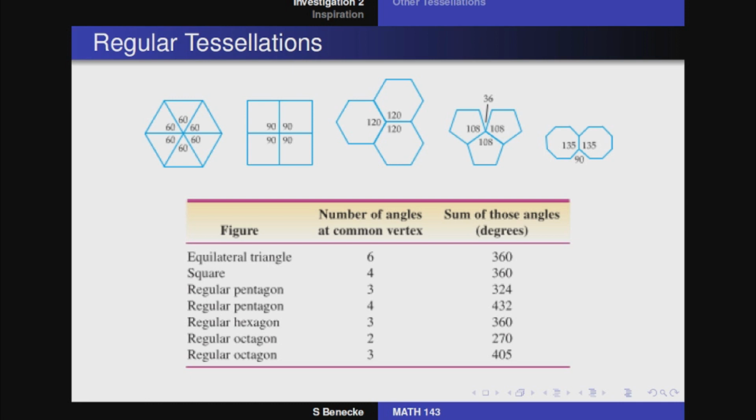The bees figured this out already. Hexagon works. They know everything.